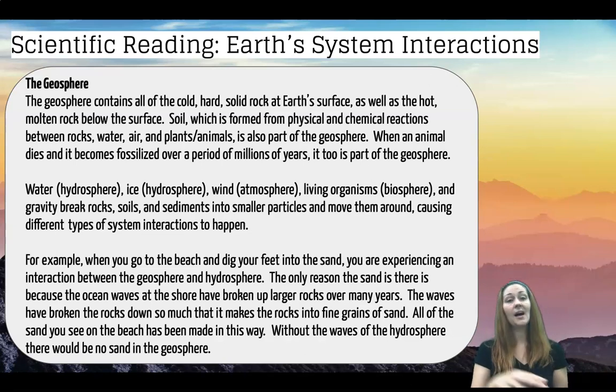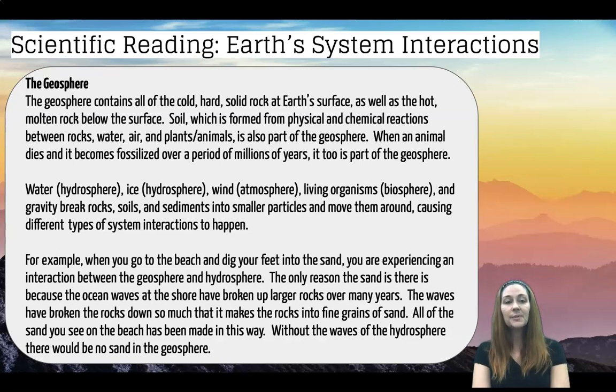Water, hydrosphere, ice, our hydrosphere, wind, our atmosphere, and living organisms, our biosphere, and gravity break rocks, soil, and sediments into smaller particles and move them around, causing different types of system interactions. Think about it. We interact with the biosphere and break stuff down. So does everything else.